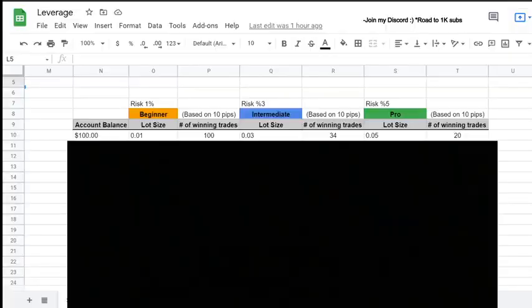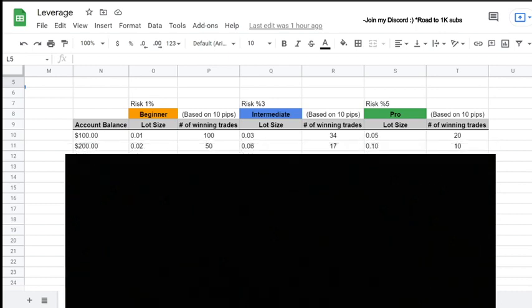So it would take you 100 winning trades to get to, drum roll, level 2, which would be $200, right? If you're in the intermediate stage, it would take you 34 wins to get to $200. And if you're in the pro stage, it would take you 20 wins to get to $200, and so on. So what I'm going to do is I'm going to hop on the charts and explain to you how I calculate this, and then we'll come back over here and we'll discuss each level.